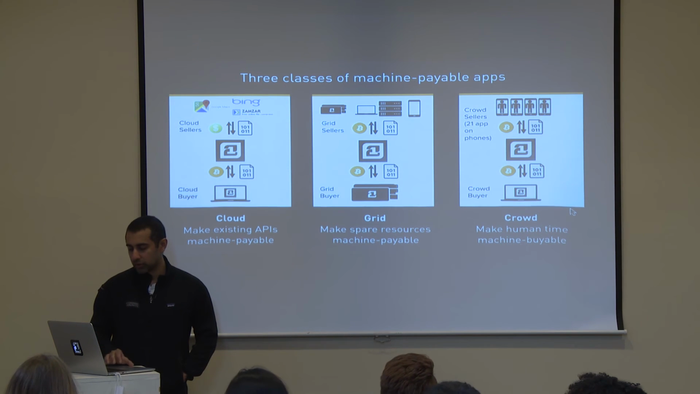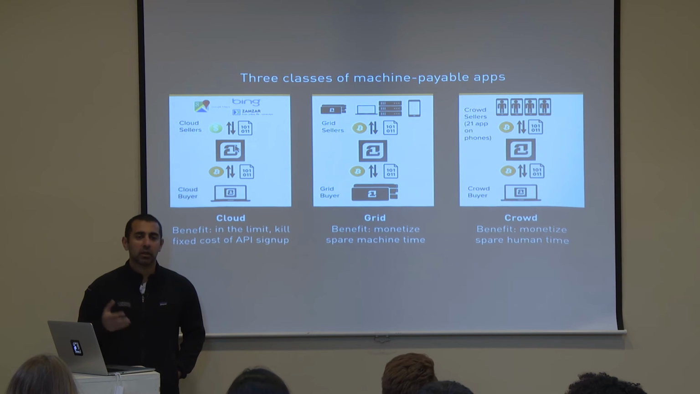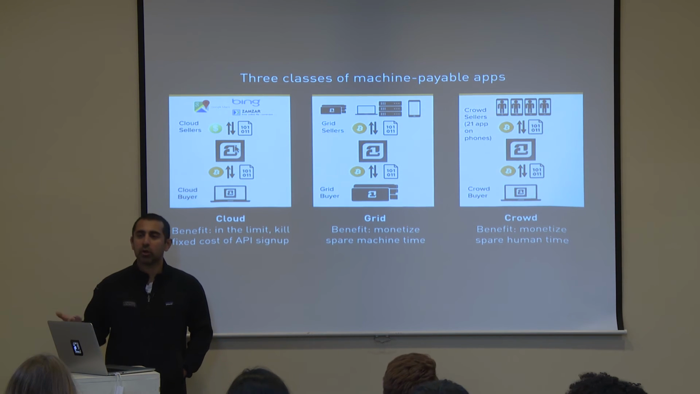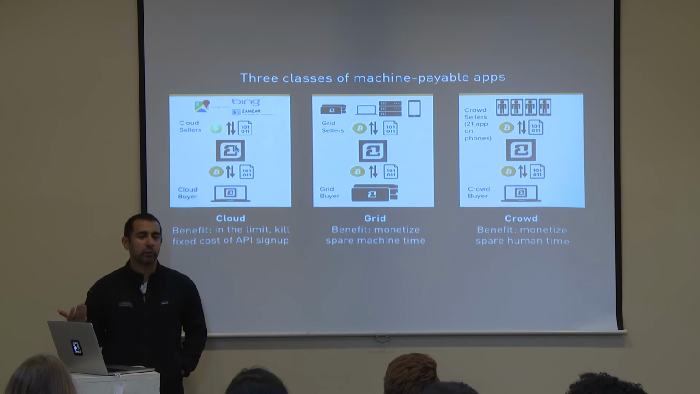And so these are three abstract concepts. First, I'll describe their benefits and then go into some details. So from a benefit standpoint, why would you want to do this? Why would you want to make cloud APIs? You can already buy them with a credit card. Why would you want to make them buyable with Bitcoin?